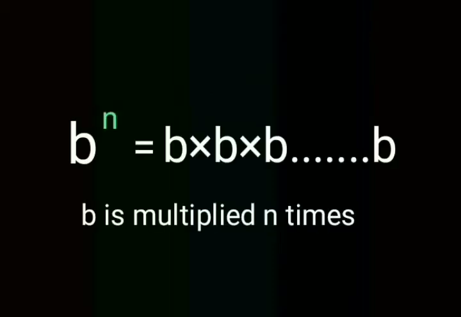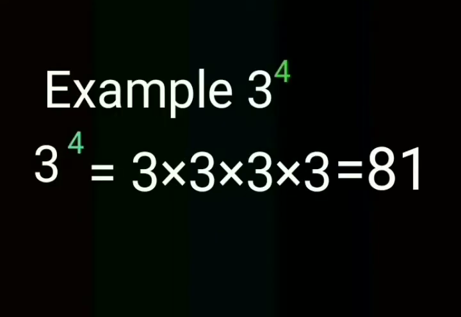Any base b raised to the power n is equal to base b multiplied n times. Example: 3 raised to the power 4, or fourth power, is equal to 3 multiplied 4 times, which is equal to 81.